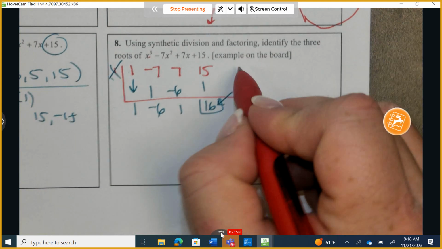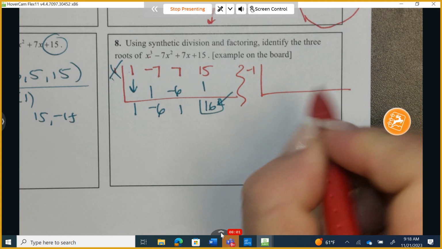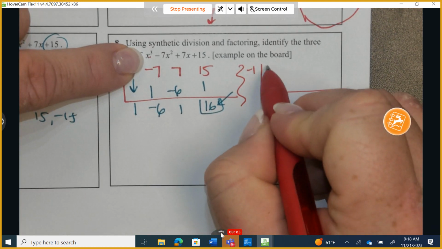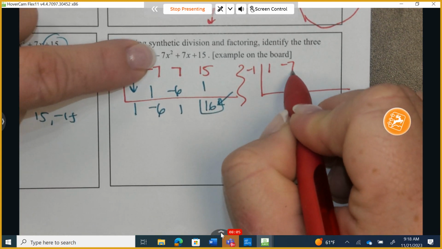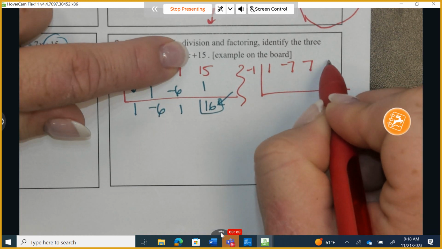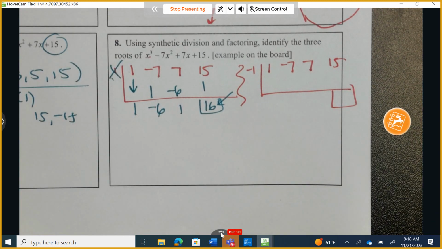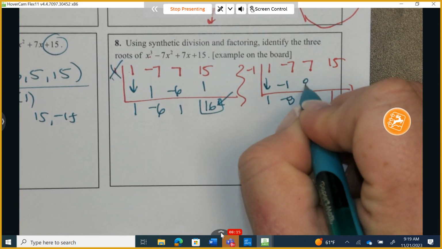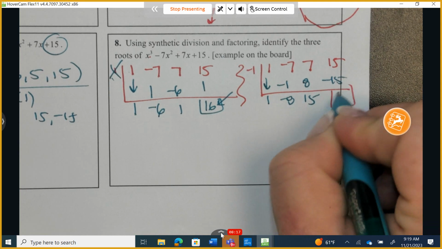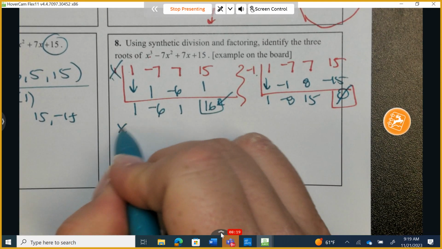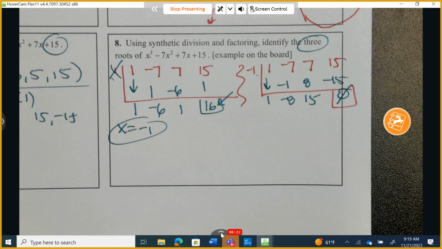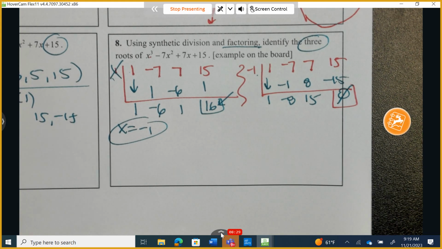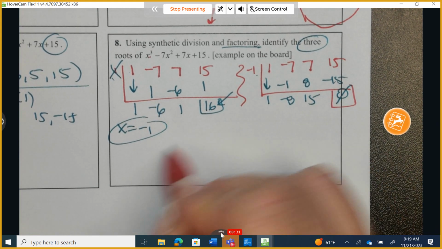Okay, let's try -1. Again, I have 1 for x cubed, -7 for x squared, 7 is x to the first, and 15 is x to the 0. So I drop down and multiply, add down and multiply, add down and multiply, and it works. What does that tell me? It tells me that -1 is one of the 3 different solutions or roots. Then it tells me to use factoring as a way to solve. Remember, if we can't factor, you can use quadratic formula. Quadratic formula is always an option.